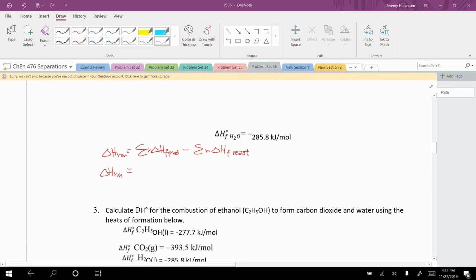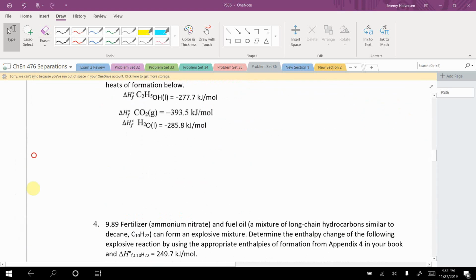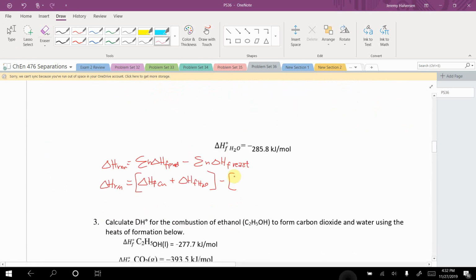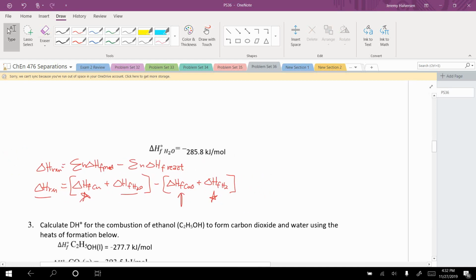Delta H of the reaction is going to equal, what are my products? Cu and H2O. My products minus my reactants, which are CuO and H2. All right. Now, they give us this, they give us this, they ask for this. What about these guys? Well, this is an important piece of information to know.